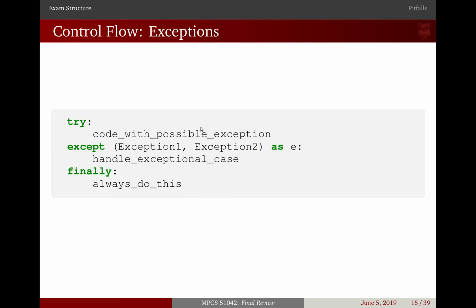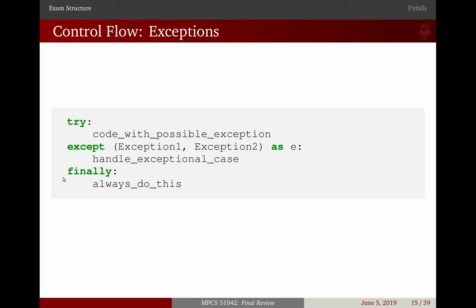Some of the more recent ones that we've learned are exceptions. So try, so we try to run some piece of code, and then we accept some list of exceptions or a single exception as e, meaning that we can capture that object and examine it. So we might get a specific type of exception and then want to know how it arose or what its error message is, all these different kinds of things. And then we can handle that exceptional case, allowing the code to continue or having it thrown or raised to a higher level in the code.